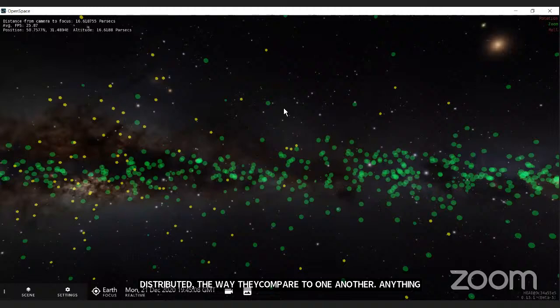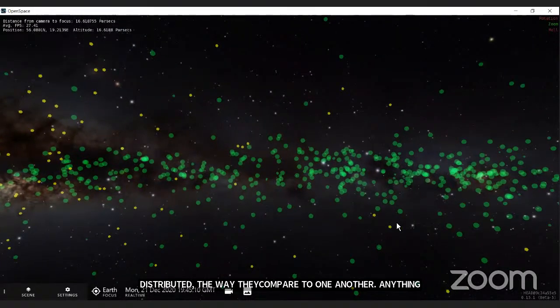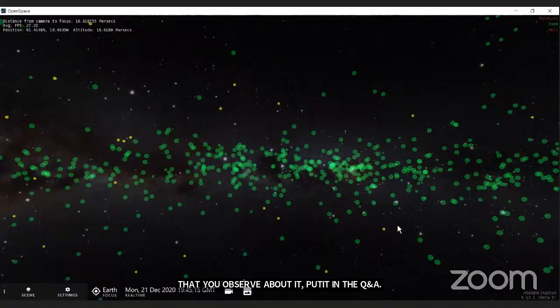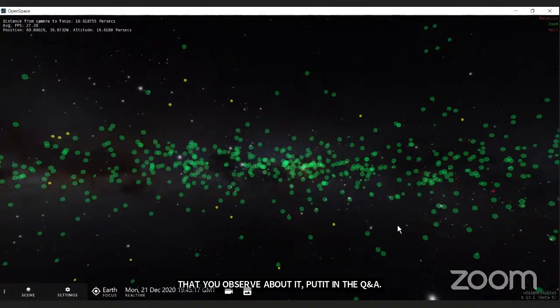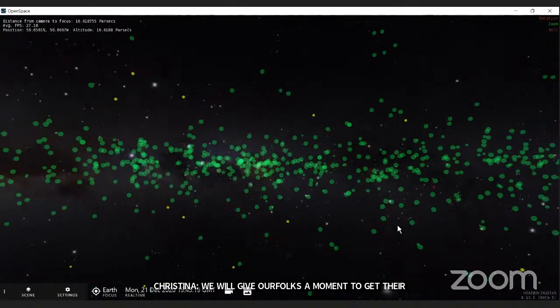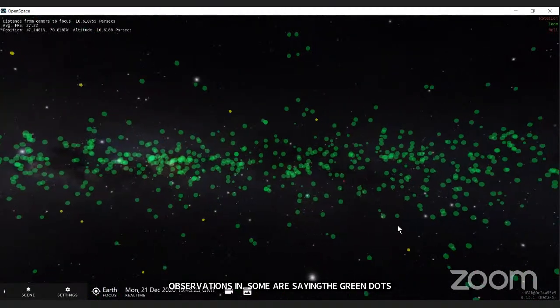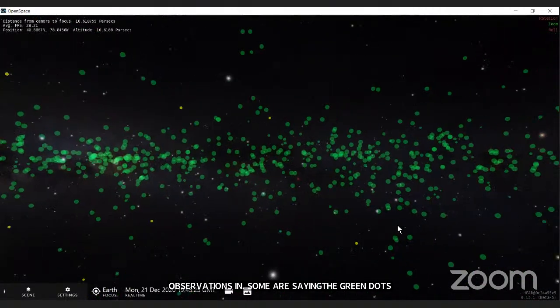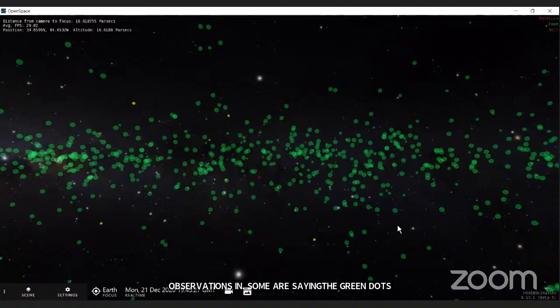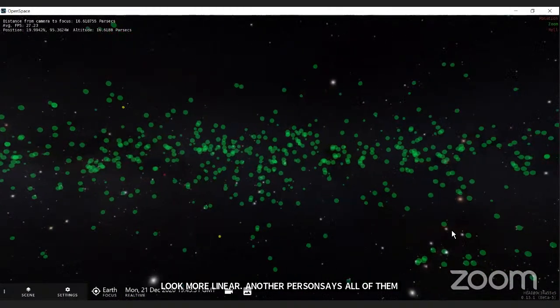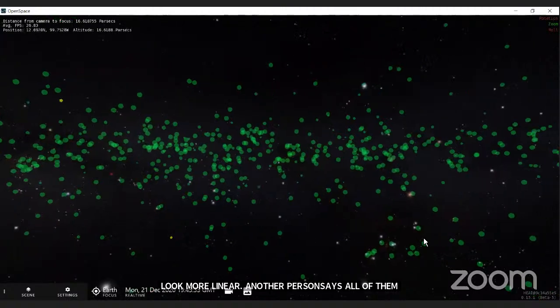All right, we're going to give our folks a moment to get their observations in, but they're starting to come in. So it looks like some folks are saying the green dots look a little more linear. Another person says all of them kind of look roughly like they're in a line. Another person is saying that the open clusters are in a line, or that the green dots seem to be more linear than the yellow ones.